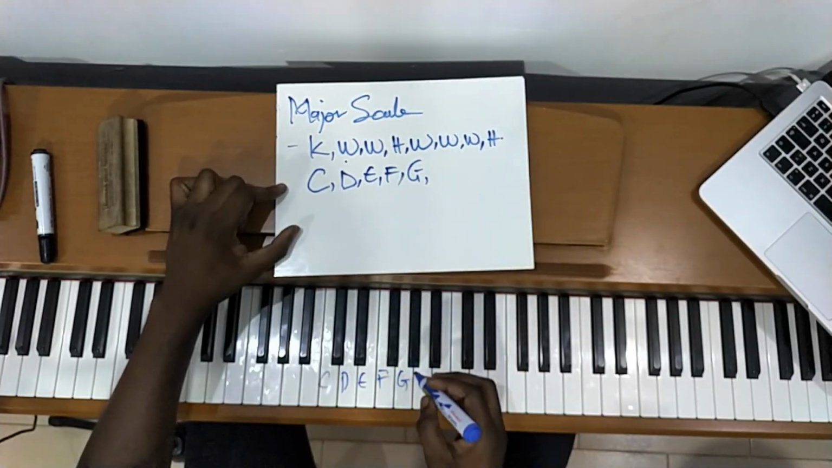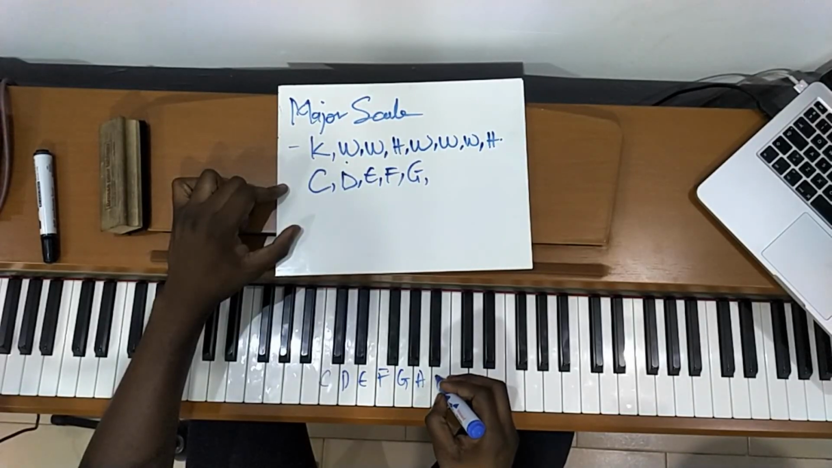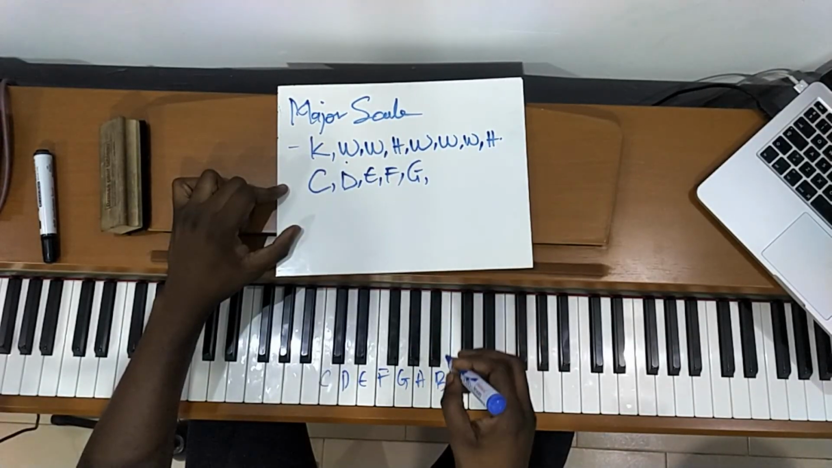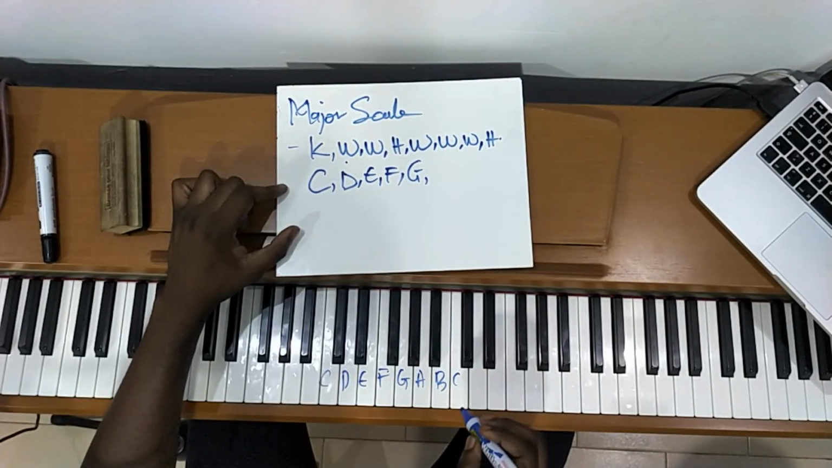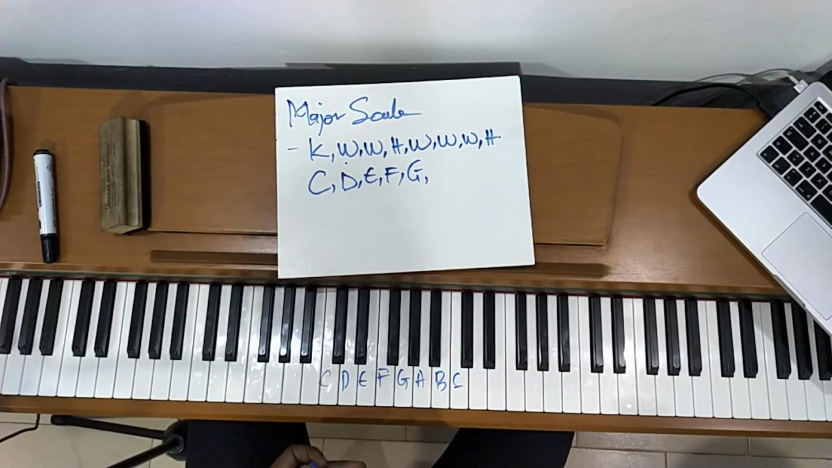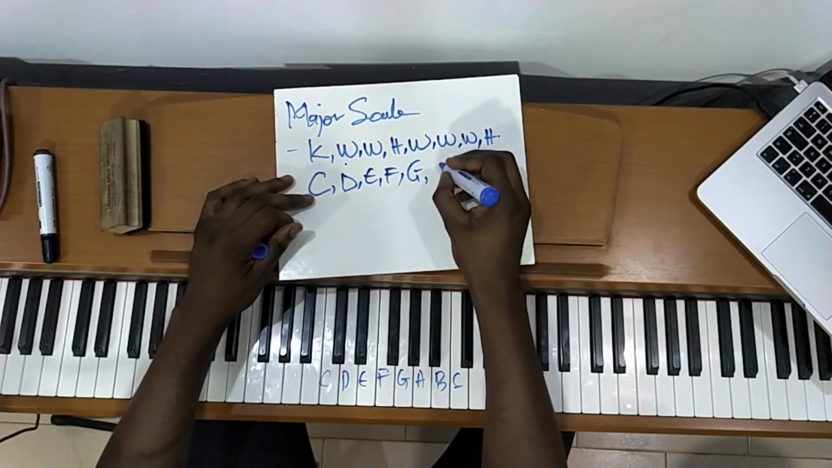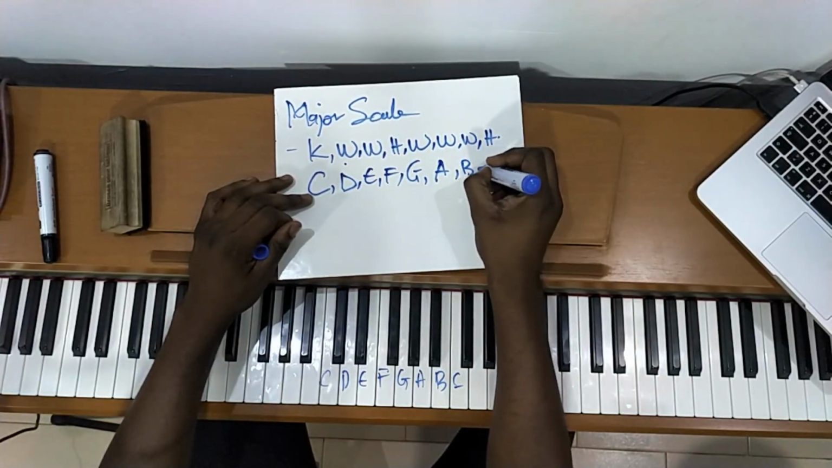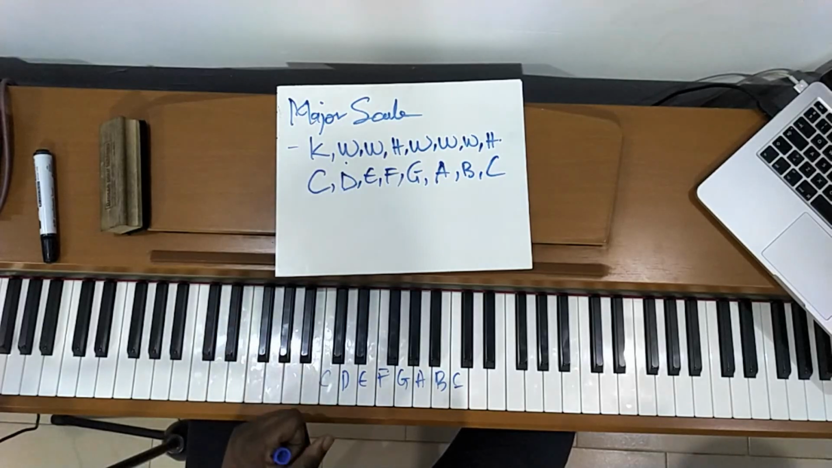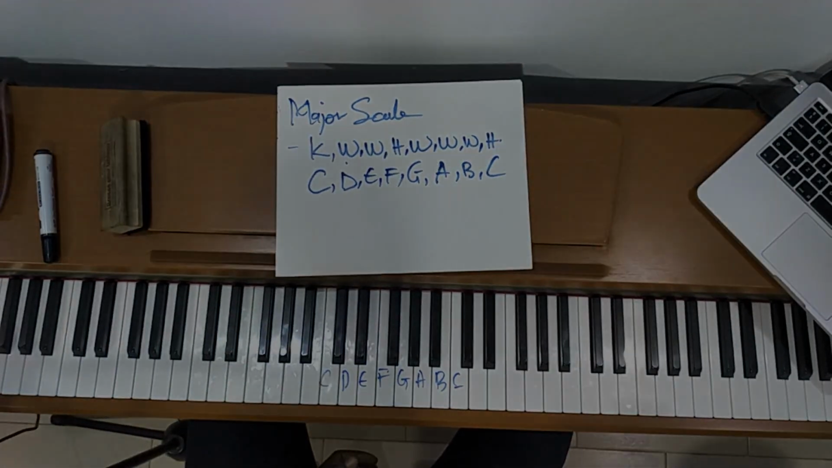Another whole step. That will be what? A. Another whole step. That will be what? B. Then half step. That will be what? C. All right. So let me complete it. So that's major scale. Okay?